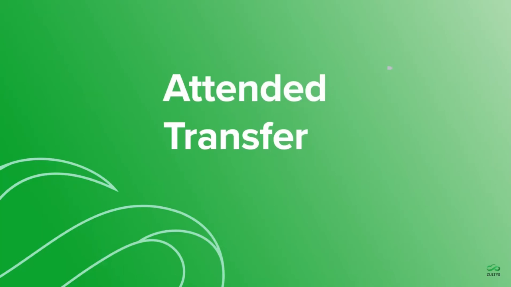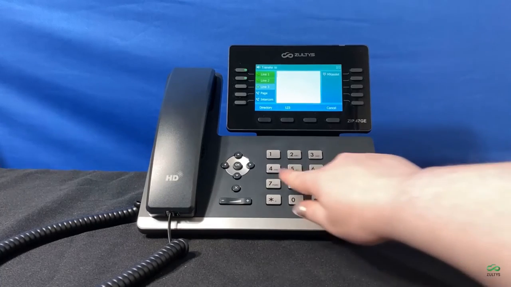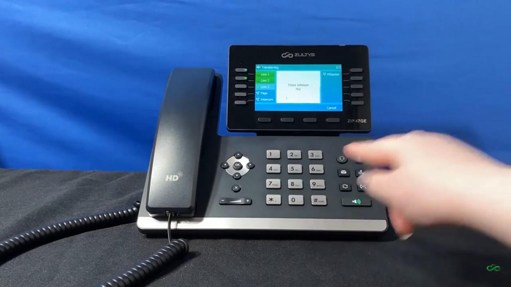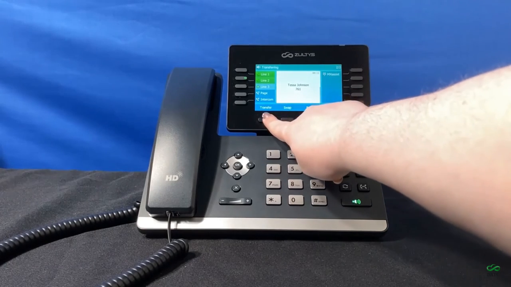For my last example, I want to talk to the support department before transferring the caller to them. First few steps are the same. I press the transfer button, dial the extension, and send. But this time, I stay on the line until the call is answered. Hey Tessa, Mr. Customer from ABC Corp is calling. He can't get access to his account with his email address. Do you want me to transfer him to you? I just pressed the transfer button.